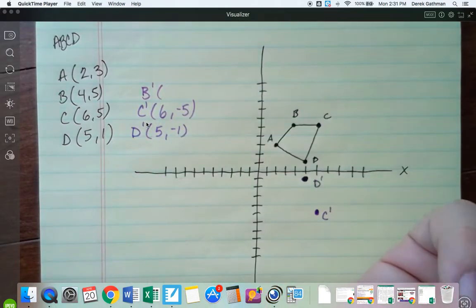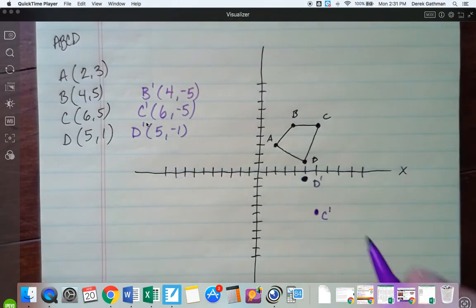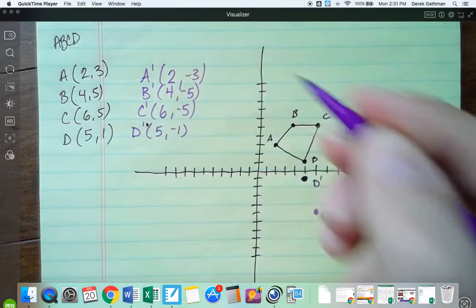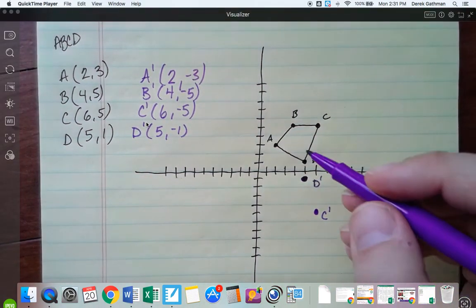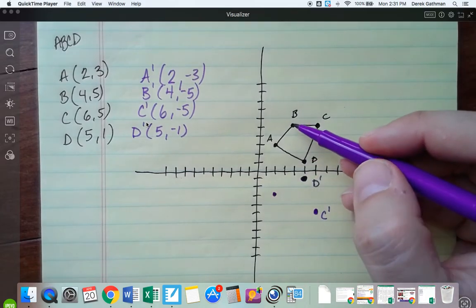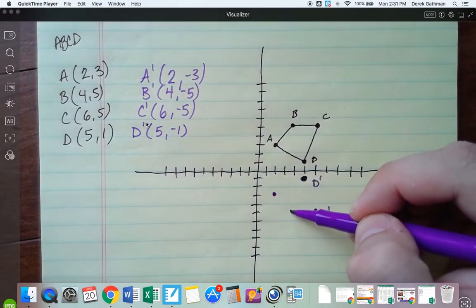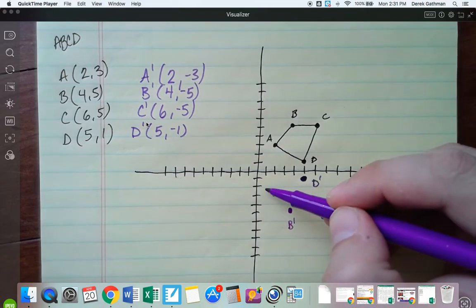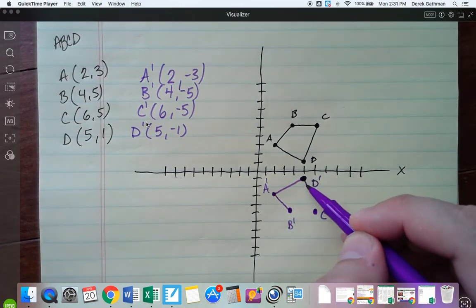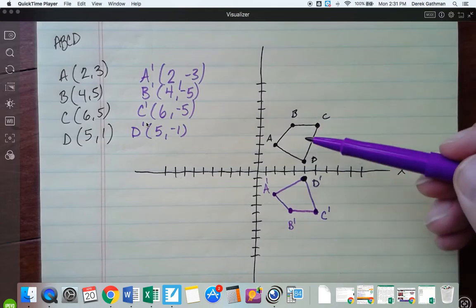So B prime would then be 4, negative 5. A prime would just be 2, negative 3. And so I can reflect that fairly easily using my coordinates. I'm going to use my prime notation to tell me my new shape. And even with my terrible drawing skills, you can see the flip pretty easily.